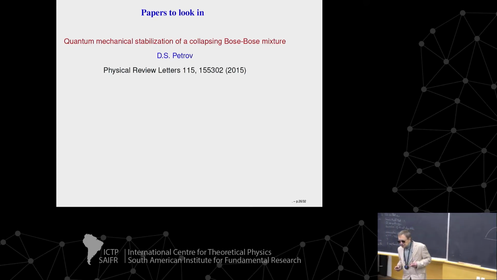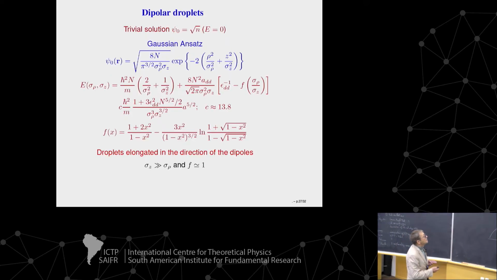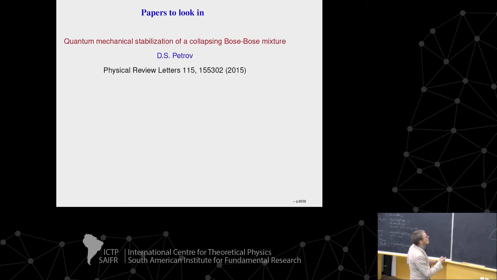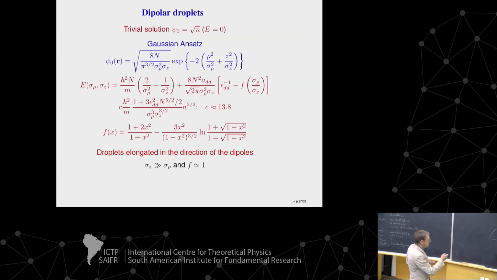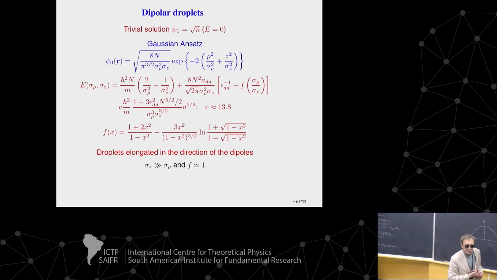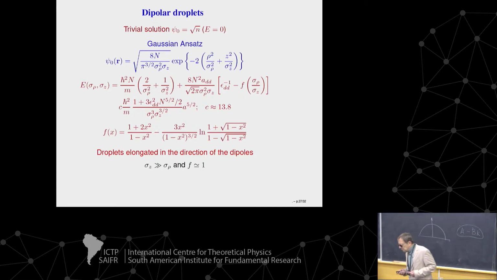In a later stage, what people have done, aside from the trivial solution, they did a Gaussian ansatz for the Gaussian shape of the condensate wave function, and they found droplets elongated in the direction of the dipoles. These are just some formulas from the work of Tilman Pfau, how they were explaining the experiment. That's what people have done.